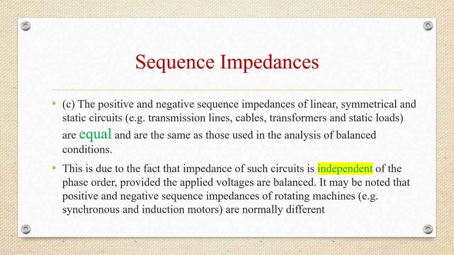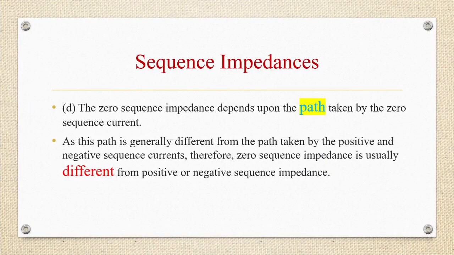So positive and negative sequence impedances of rotating machines like synchronous machines and induction motors are normally different. Let us see the fourth point. The zero sequence impedance will depend upon the path taken by zero sequence current, and this path will be generally different from the path taken by positive and negative sequence currents. So zero sequence impedance is usually different from positive or negative sequence impedance.